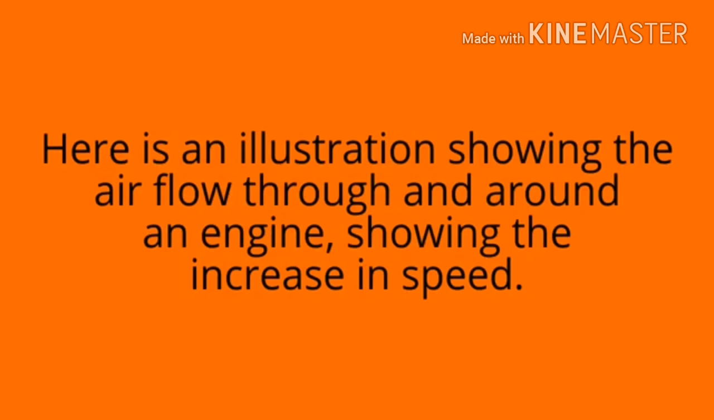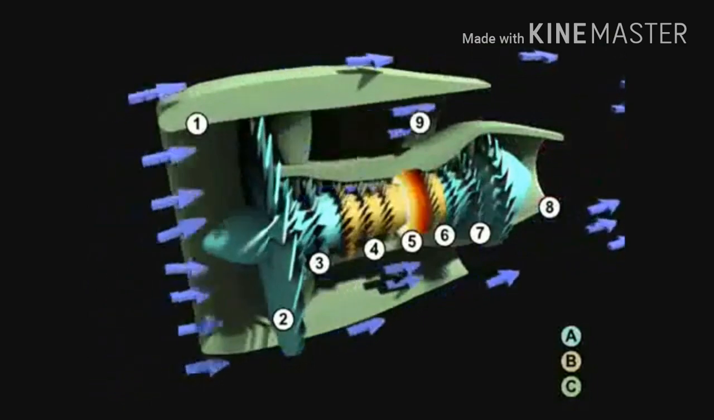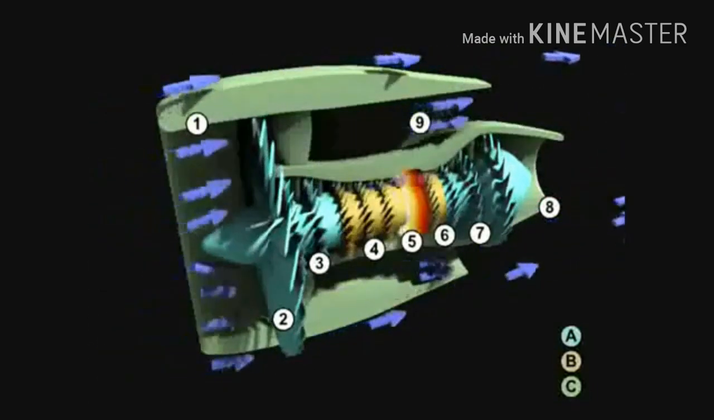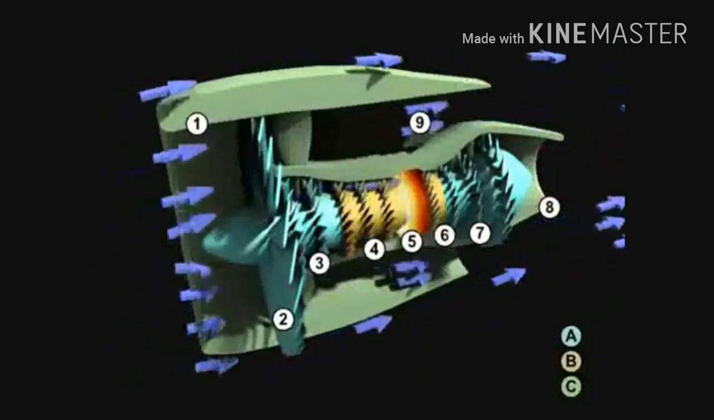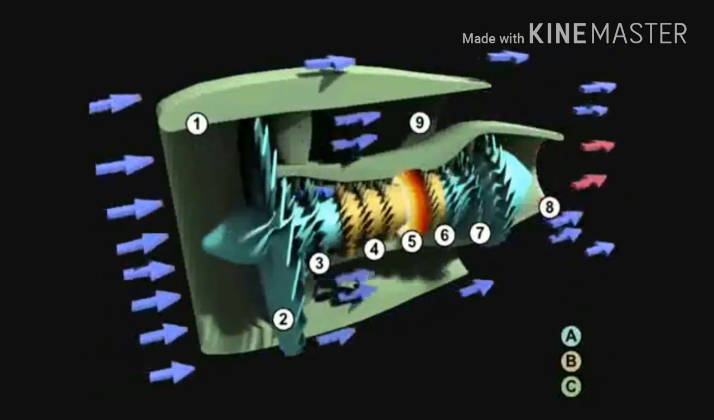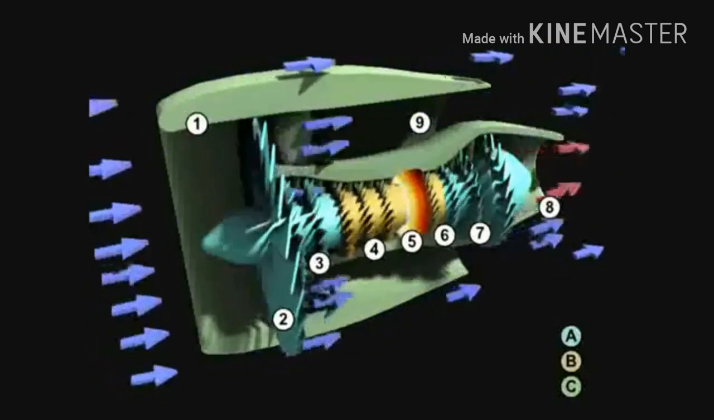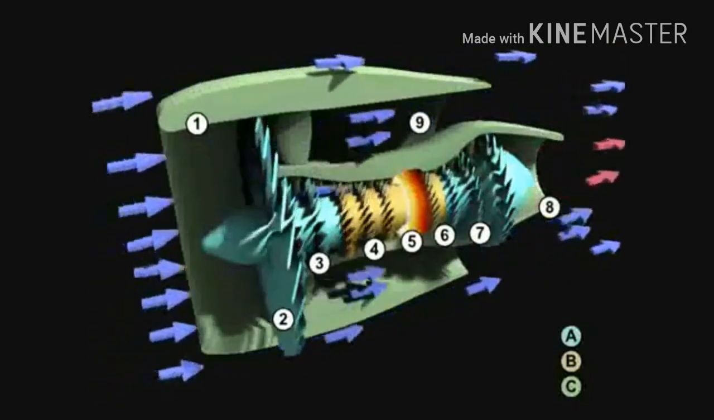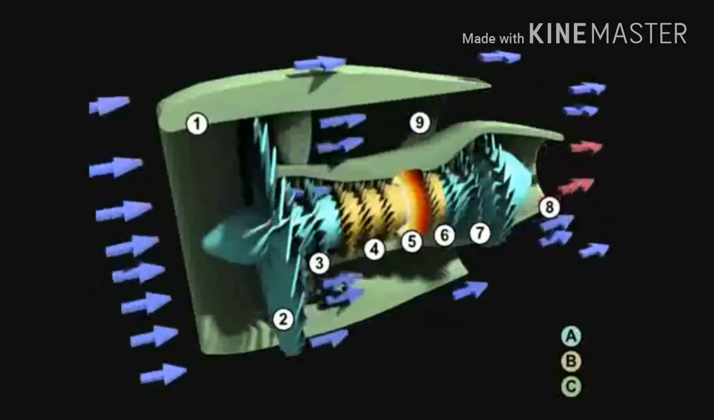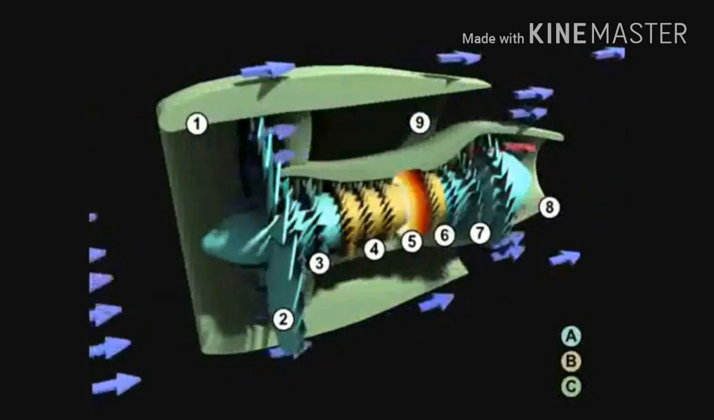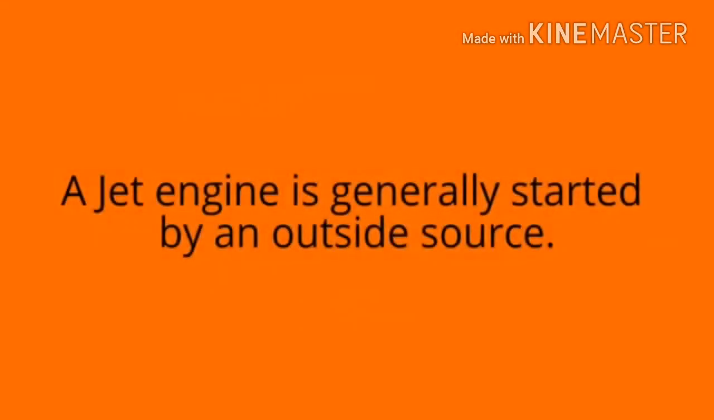Here is an illustration showing the airflow through and around an engine. As you can see, an engine uses 4 different techniques to increase thrust, which is generally said as suck, squeeze, burn, and blow. The sucking part is done by the turbofan, wherein the angle of the blades sucks more air, squeeze is done by the compressors, burn is done by the combustion chamber, and blow is done by afterburners.